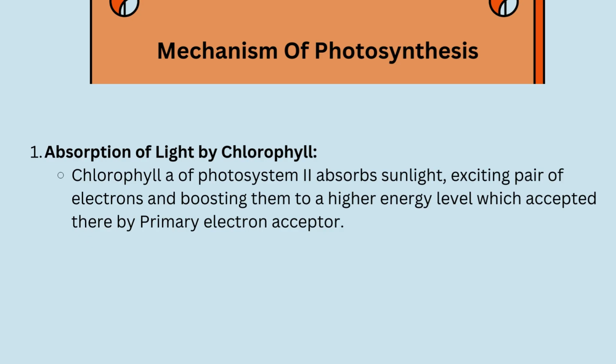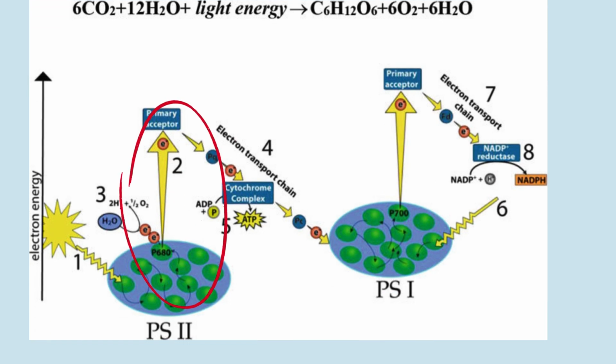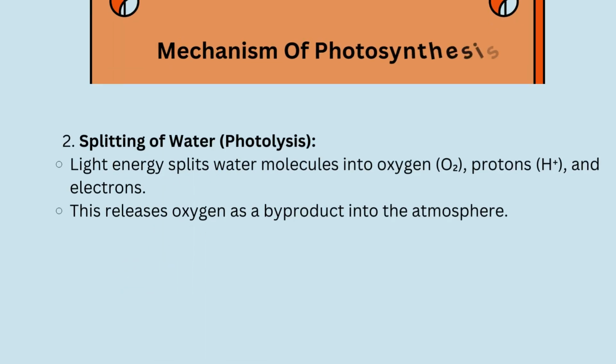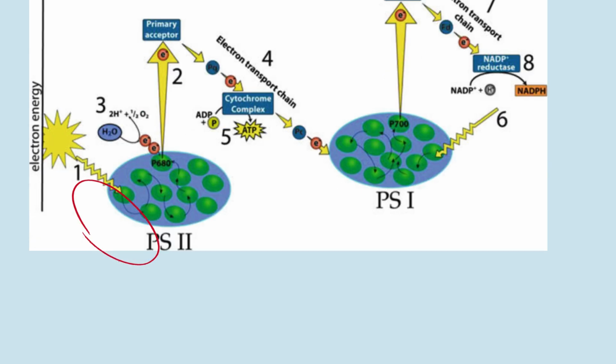Chlorophyll A of photosystem 2 absorbs sunlight, exciting a pair of electrons and boosting them to a higher energy level, which are accepted by the primary electron acceptors. The second step is the splitting of water, which is also called photolysis. Light energy splits water molecules into oxygen, protons, and electrons. This releases oxygen as a byproduct into the atmosphere.